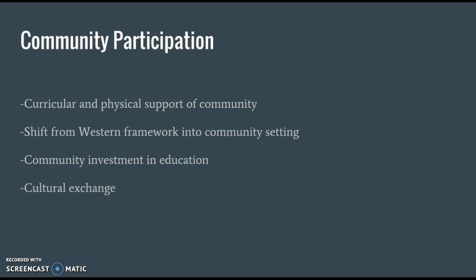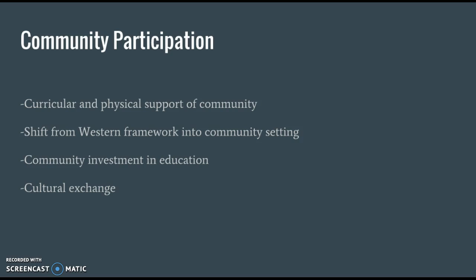Community participation is vital in this two-way transaction that I've mentioned. Not only just in the participation of running the school from day to day, but also in the development of curriculum and in the physical presence of the community in the classroom. This requires us to shift from a normal Western framework of classroom setting into a community setting. It's not enough to bring in a guest speaker or read books about the local area. We need to shift from the classroom walls out into the community.